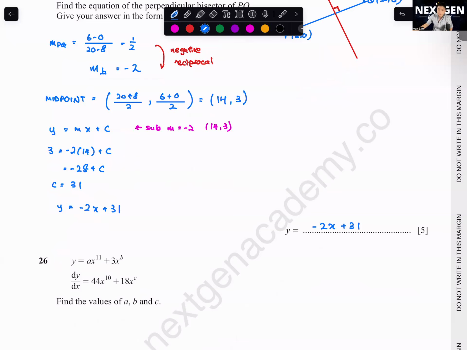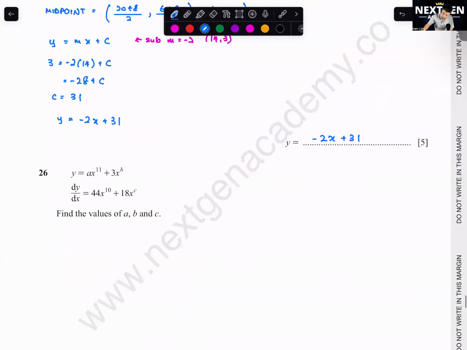Okay, next one. Differentiation. y equals ax to the power of 11 plus 3x to the power of b. dy over dx equals 44x to the power of 10 plus 18x to the power of c. What we need to know for differentiation is that when we differentiate, we multiply by the power and minus 1 from the power. For example, if we have x to the power of n, dy over dx, your power will go in front, then the power here will minus 1.